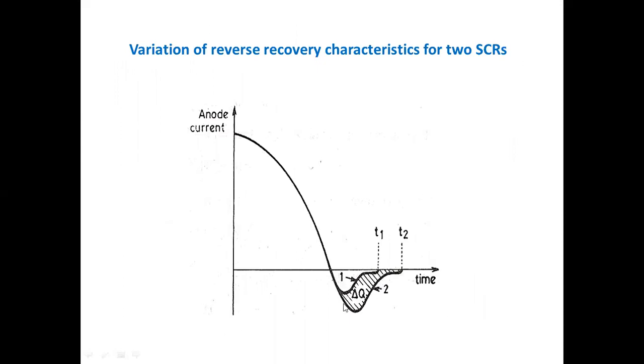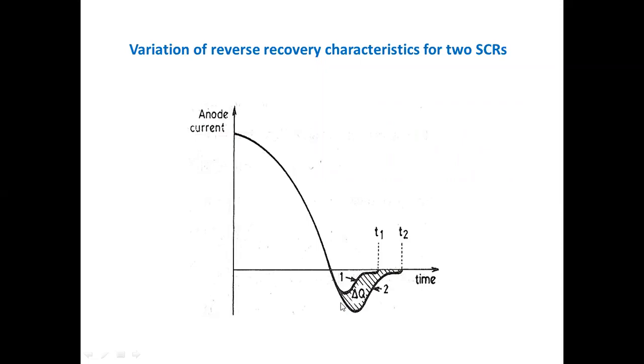Here there is a charge within the capacitors we are placing, but there is a charge under reverse recovery conditions. The reverse recovery charge is denoted by the difference in charge between SCR2 and SCR1. That's why this is called delta Q, the change in the charge, the reverse recovery charge.